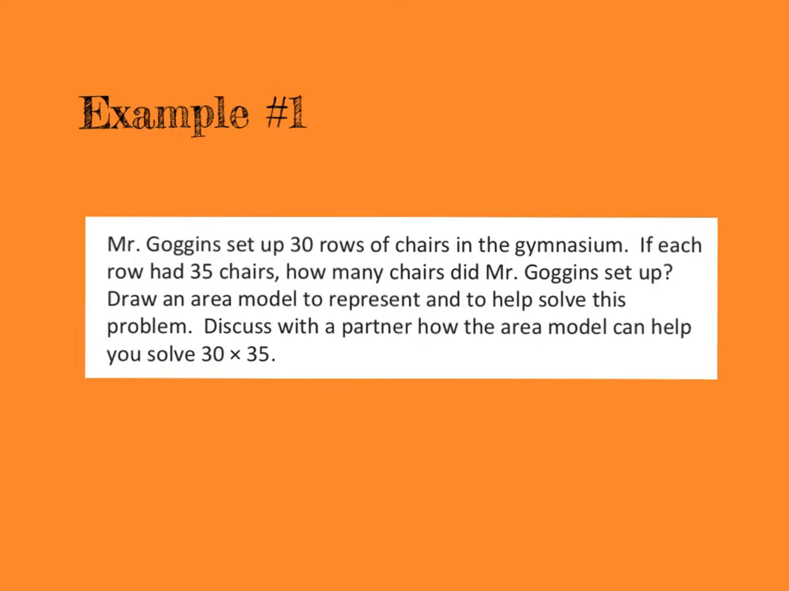So let's start with example 1. Mr. Goggins set up 30 rows of chairs in the gymnasium. If each row had 35 chairs, how many chairs did Mr. Goggins set up? We're going to draw an area model to represent and help solve this problem.